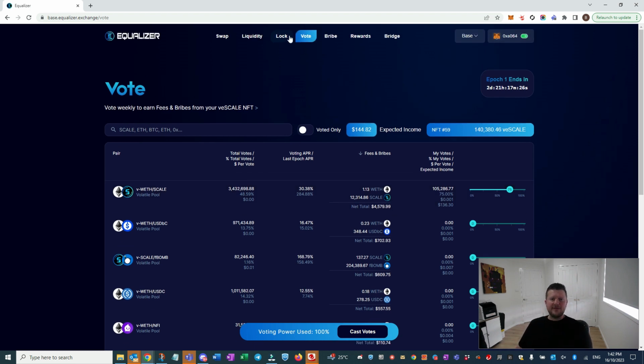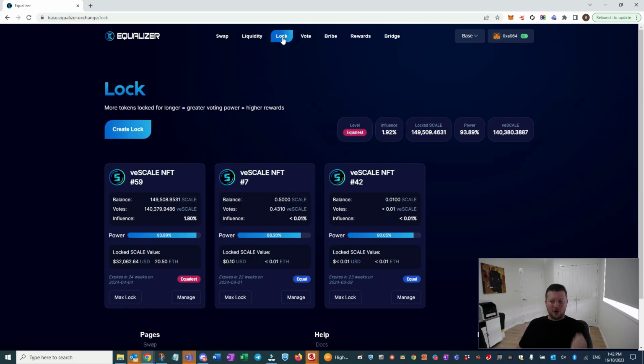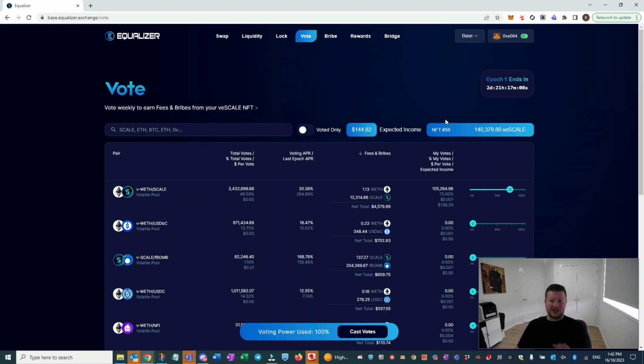Because if we come to the top here, we've got what we call a lock, okay? The lock page. And on there is where you create an NFT. So from here, you either add to your NFT, which is a financial NFT, veScale, and that's what you need to vote with. So when you came back to this vote page here, you effectively were voting with your veScale position.